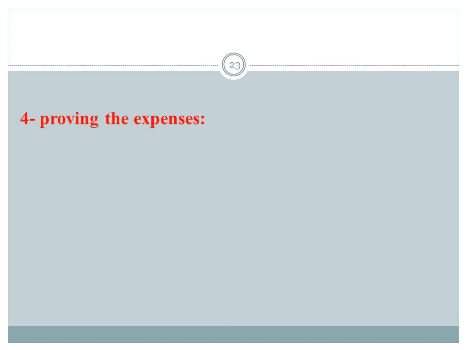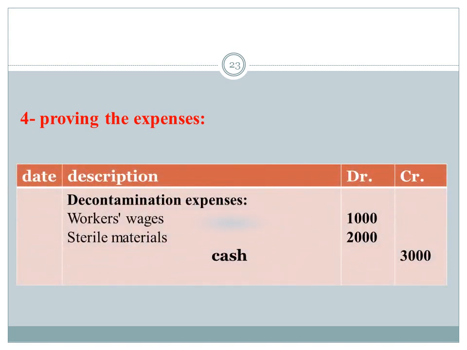There are some expenses that are current expenses, not capital costs, not capital expenses. These expenses, firstly, in the debit side: workers' wages 1,000, materials 2,000. These expenses were paid in cash, so cash will be in the credit side.